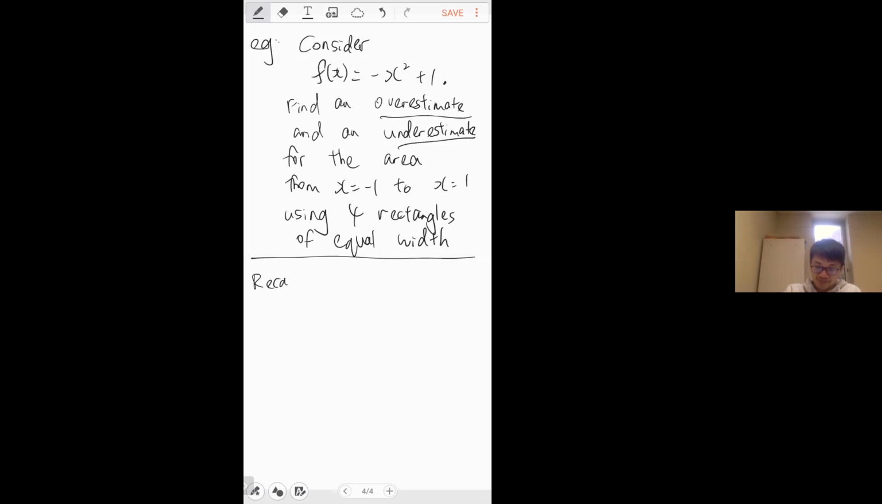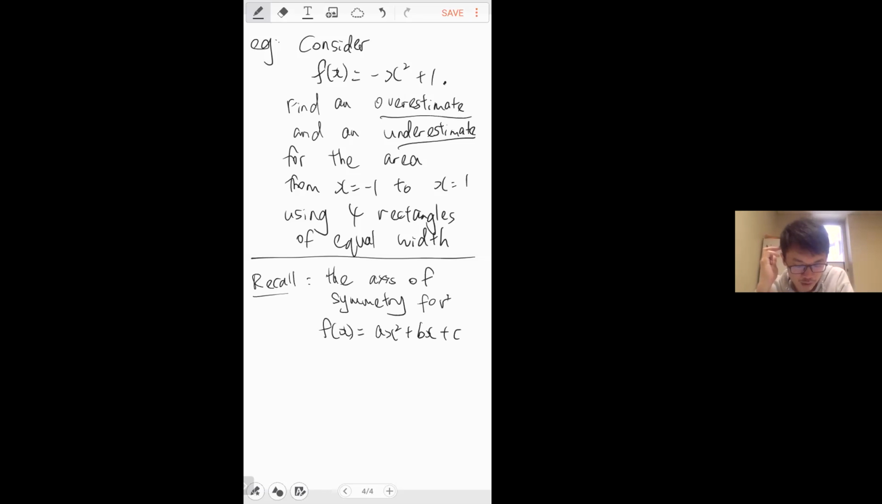Using the vertex formula, you should be able to find where the highest point is. Recall the axis of symmetry for a parabola that looks like ax squared plus bx plus c. This is the general expression for parabolas, and the axis of symmetry is given by x equals negative b divided by 2a.